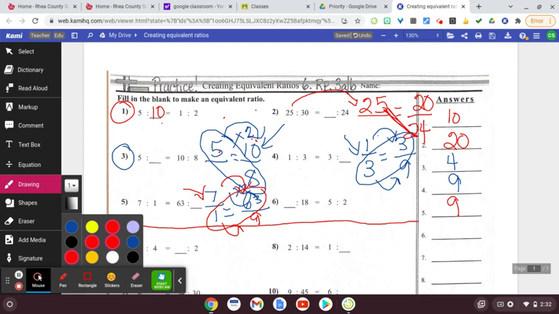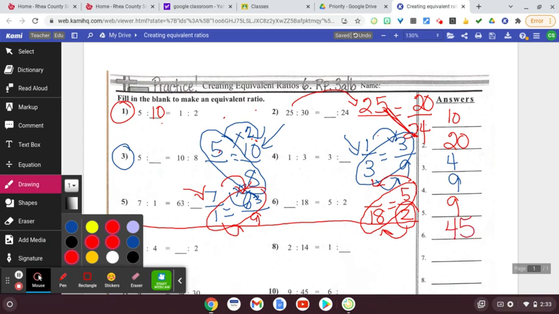Okay, last one. Blank to 18 is the same thing as 5 to 2. Okay, so I do see a pattern. I know that I can go 2 times 9 equals 18. So 5 times 9 equals 45. But if I wanted to double check that, or didn't see a pattern, I could always use the cross multiplication. So 18 times 5 is 90. And if I divide that by 2, I get our 45 as our answer.